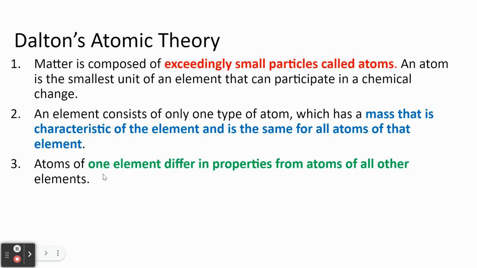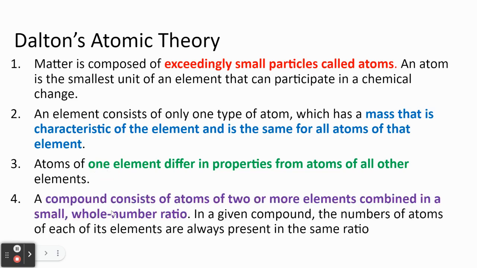The third statement states that atoms of one element are different from atoms of another element. So atoms of the element hydrogen would be different than atoms of the element oxygen. And the fourth statement deals with compounds. Compounds are 2 or more different elements that are combined together in some type of small whole number ratio.